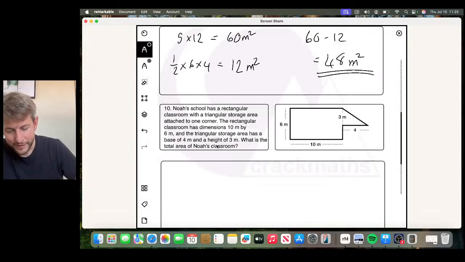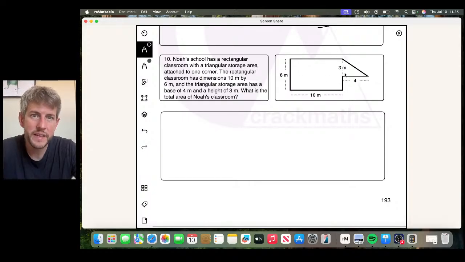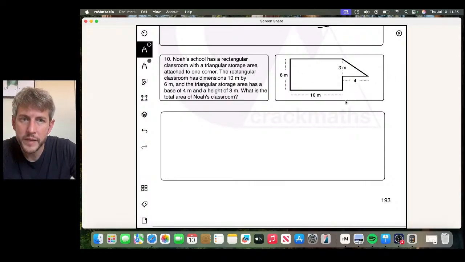Okay, final question for today, well, for the morning. Noah's school has a rectangular classroom with a triangular storage area attached to one corner. The rectangular classroom has dimensions 10 meters by 6 meters, and the triangular storage area has a base of 4 meters. Oh, I haven't put in the meters there. And a height of 3 meters. What is the total area of Noah's classroom?